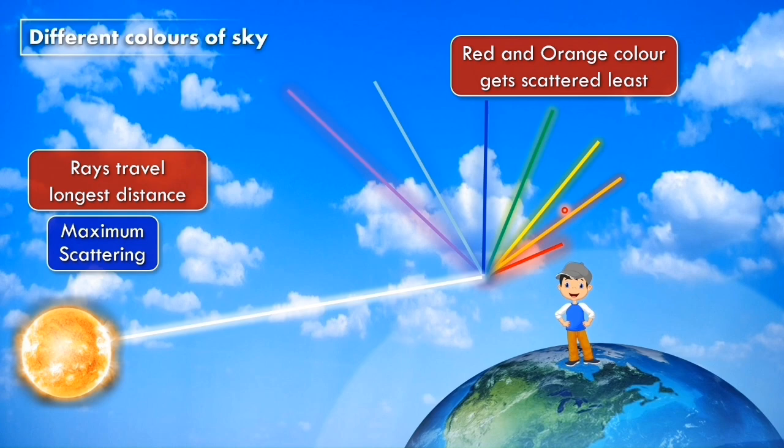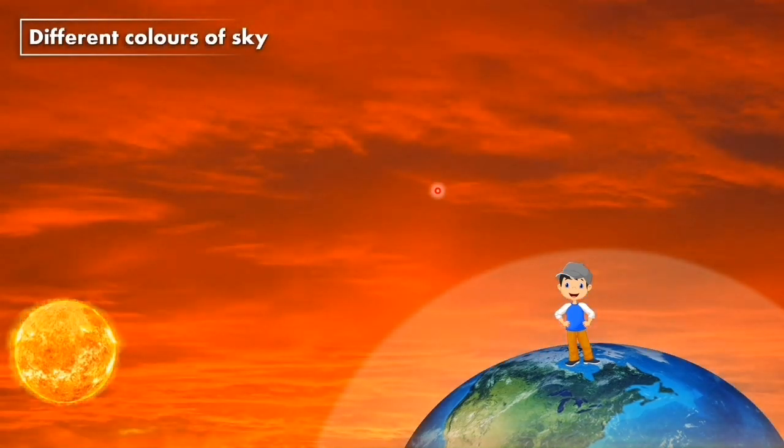Okay, now as you can see here, red and orange color gets scattered least. Now as you can see here, sunsets are red, right? So now my question is why sunsets are red.